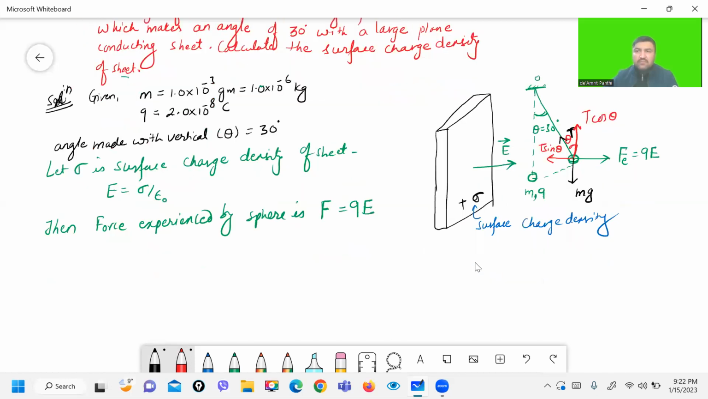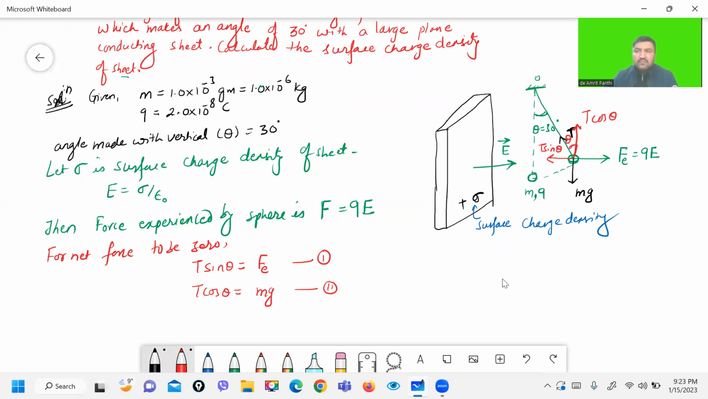And for the net force to be 0, we must have T sin theta equals Fe. If these two forces are equal, and since they have opposite directions, the resultant of T sin theta and Fe will be equal to 0. Similarly, if T cos theta equals mg, then the resultant of T cos theta and mg is also 0. If this condition holds, then the net force acting on the sphere will be equal to 0.